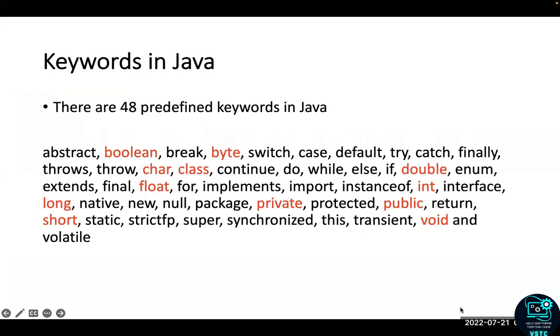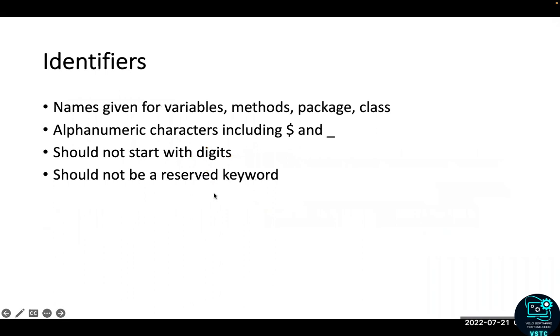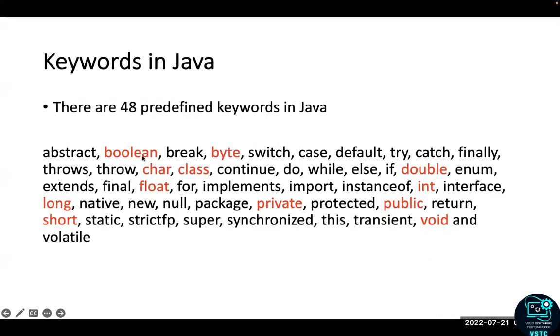For that we need to know a few terminologies. What is a keyword? If we say keyword, what does that mean? In Java we have 48 predefined keywords. These are those 48 predefined keywords. We cannot discuss all these keywords on a single day. So we'll start with the ones which are highlighted.